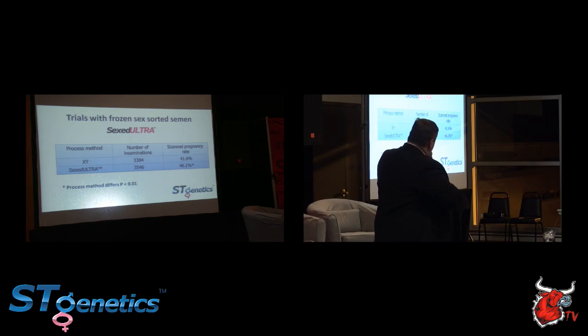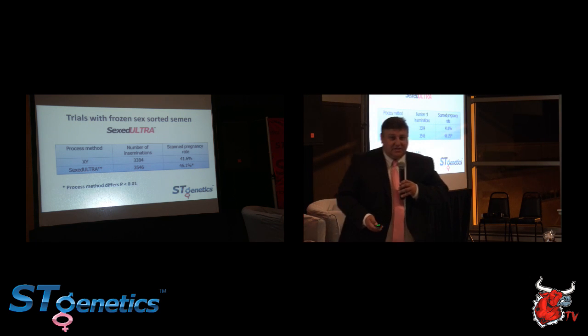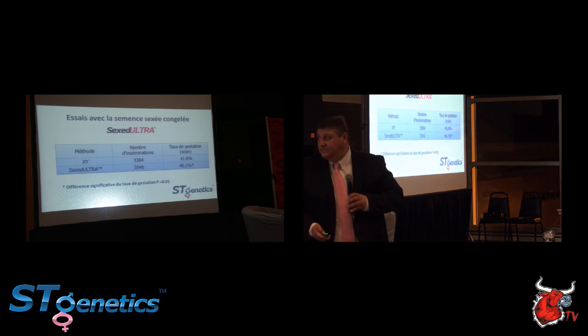And just some more trials here with sex-sorted semen, and we're looking at the number of observations, and again, the improvements of 5 to 6 to 7% conception over previous methods of sorting sex semen.